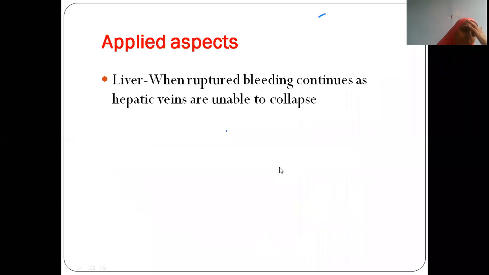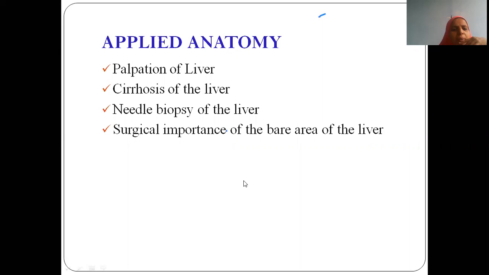Then applied aspects. We know the liver is a very big gland, and when it is ruptured, bleeding will occur. As the hepatic veins are unable to collapse, they are opening in the inferior vena cava and holding the liver upwards, so generally they don't collapse. That's the reason there will be heavy bleeding.